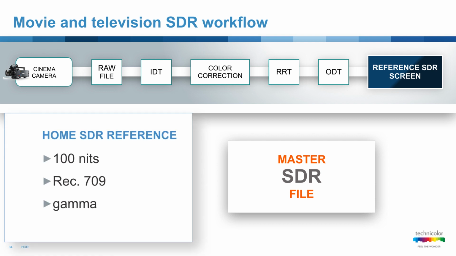Right, I graded that content to that screen. I know what it looks like on that screen. That was my 100 nit 709 reference. Now I have my SDR file when I render that out. And you'll notice gamma on the bottom, which is the curve of luminance to that screen.